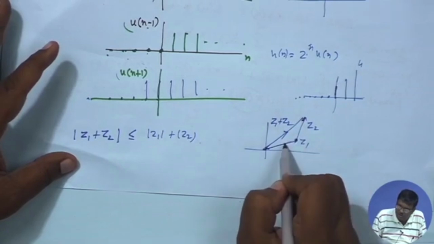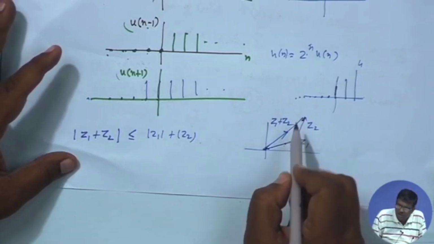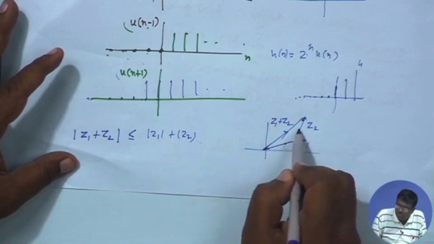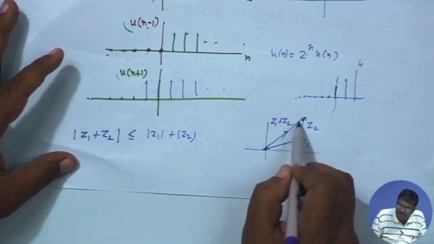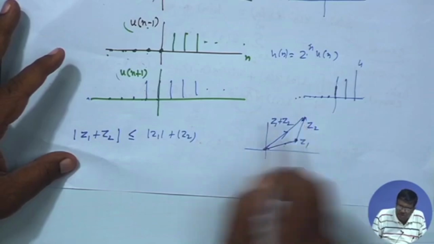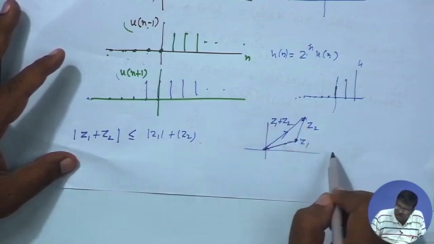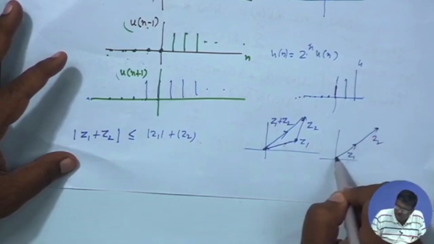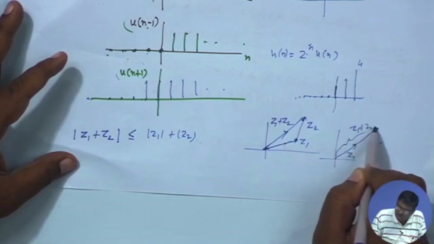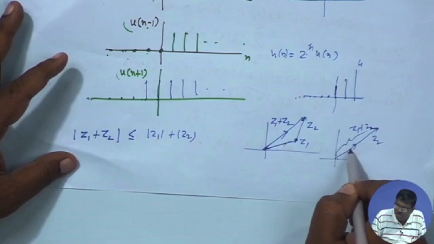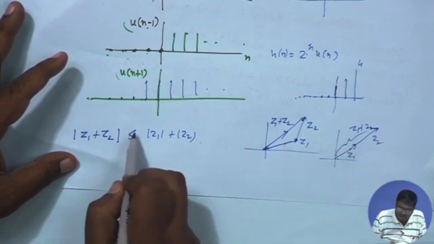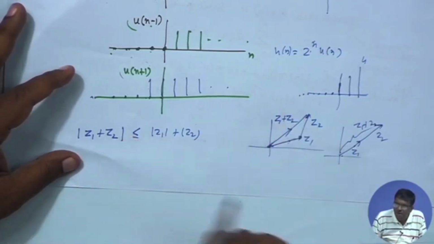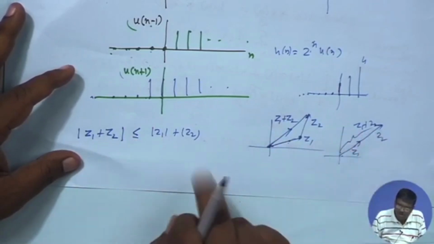We know the triangle property, that the sum of the lengths of two sides of a triangle is greater than the length of the third side. Okay, so it is greater than, and it can be equal if they are collinear and pointing in the same direction, z1 and z2 pointing in the same direction. So overall, the length of z1 plus z2 is the same as the length of z1 plus the length of z2. That is why it is less than or equal to. By the triangle law, it is strictly less than when they are not collinear, but if they are collinear and pointing in the same direction, this is equal to.